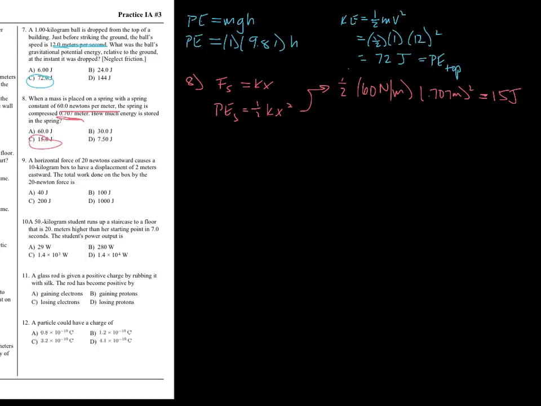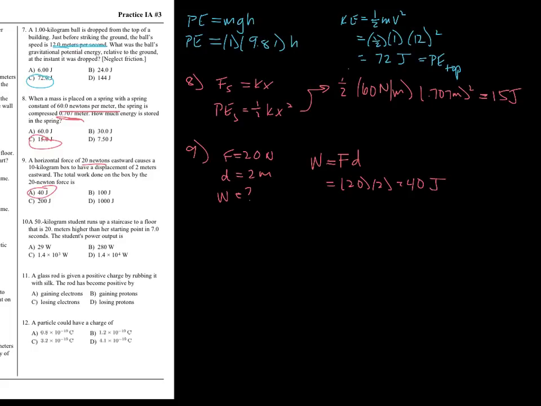All right, now number 9. A horizontal force of 20 newtons. Oh my god, my handwriting's atrocious with this stylus. Causes a 10 kilogram box to have a displacement of 2 meters eastward. The total work done is simply work equals force times distance. So that's just 20 times 2, and you should get 40 joules.